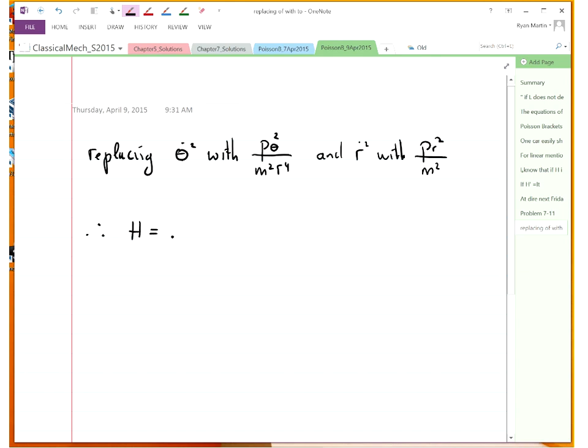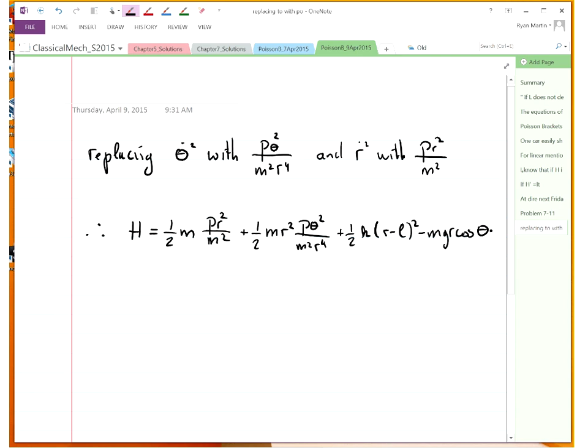So if I do that, my Hamiltonian is a half m. So now instead of R dot squared, I have PR squared over m squared plus a half m R squared theta dot squared. And now instead of theta dot squared, I'm going to write that as P theta squared over m squared R to the fourth. And then the other two terms are the same. So I have plus a half K R minus L squared minus mgR cos theta.